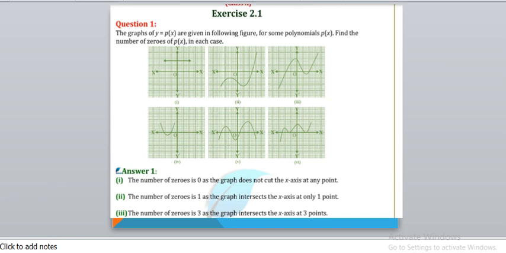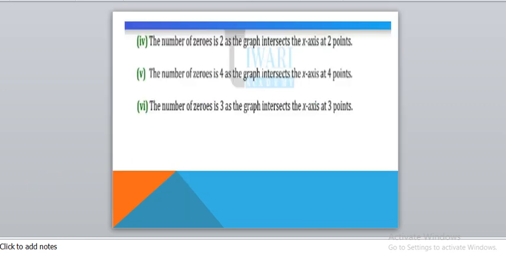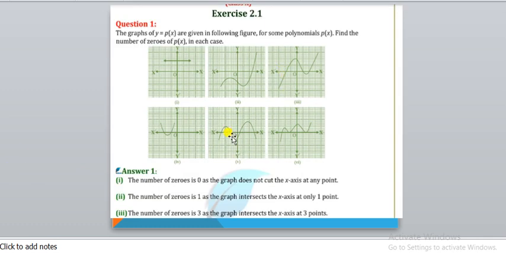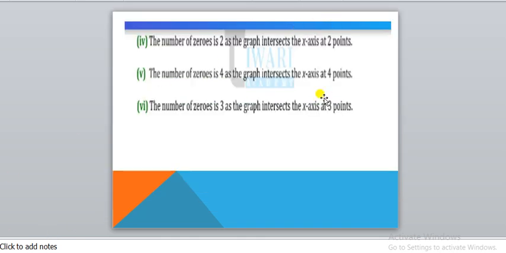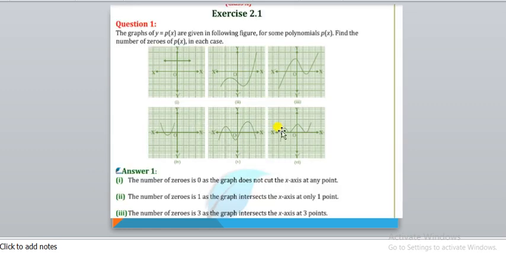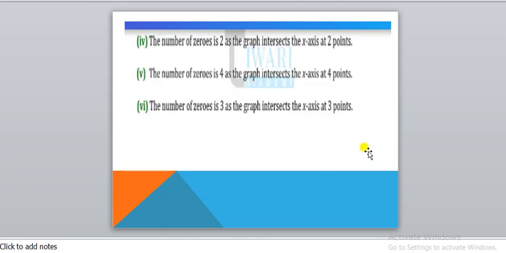Now the fourth case, you see it is intersecting the x-axis at 2 points, so the number of zeros will be 2. Fifth case, you see the points of intersection: how many? 1, 2, 3, 4, so the number of zeros will be 4. Now the last case, the sixth case: 1, 2, 3, so it is intersecting the x-axis at 3 points, and the number of zeros in this case will be 3.